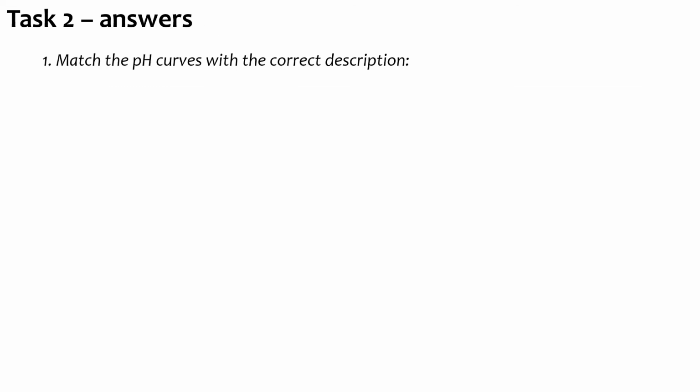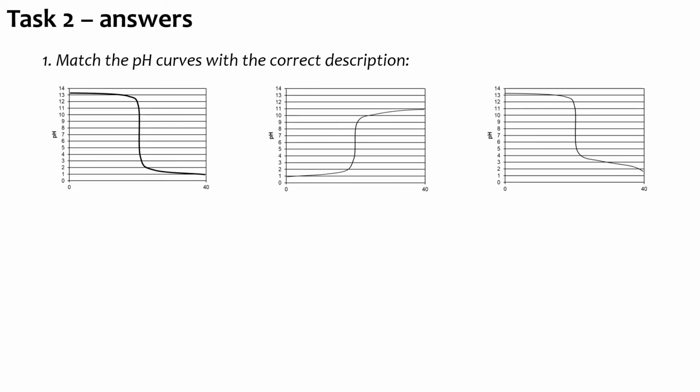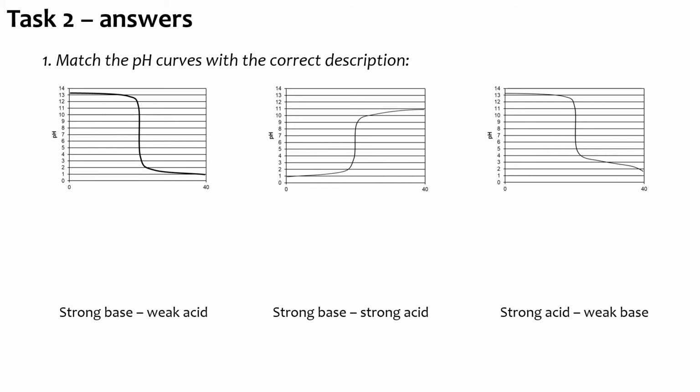So task 2 answers. Number 1, match the pH curves with the correct description. So there are our pH curves, and the options I gave you are just there on screen. So this first one we have here starts at a pH of around 13, which means that we're starting with a strong base. And we're ending up with a pH of around 1, which means we're ending up with a strong acid. So this one is going to be that middle option there, strong base, strong acid.